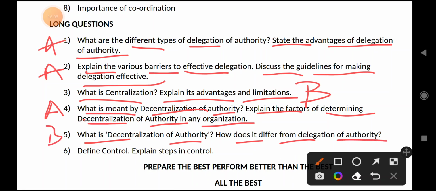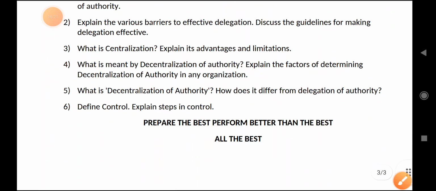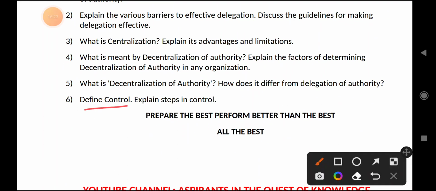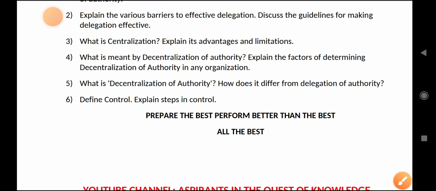ये B category है. See, decentralization and delegation both are not one and the same. There are differences between both. So learn those properly. And define control. Explain the steps in control. सब लोग क्या करते हैं ना, कंट्रोल को छोड़ के चले जाते, एग्जाम में वही आ जाता. So put it in B category.